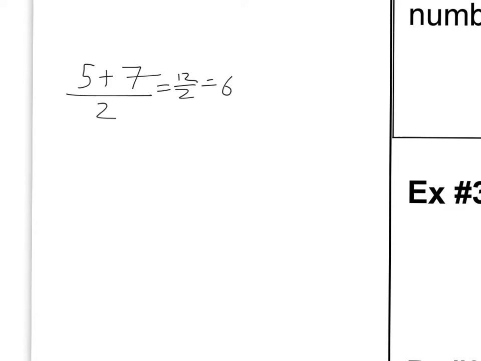You've also probably done it with more numbers, right? We could say like 2 plus 4 plus 6 divided by how many numbers? 3. And you would get 12 divided by 3, which is 4. So that's the arithmetic mean. You add the numbers together and divide by the total numbers, okay?